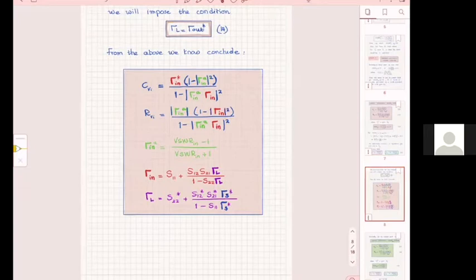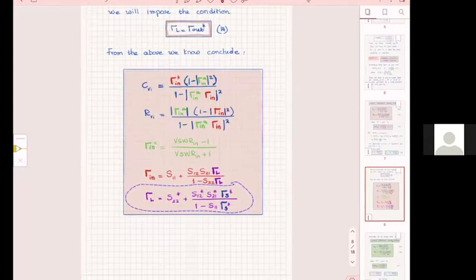So here I have put the two circles, gamma in and gamma in alpha. Gamma in alpha is given by V's, as you can see, for the maximum VSWR. Gamma in here is given by V's, where gamma L is this.